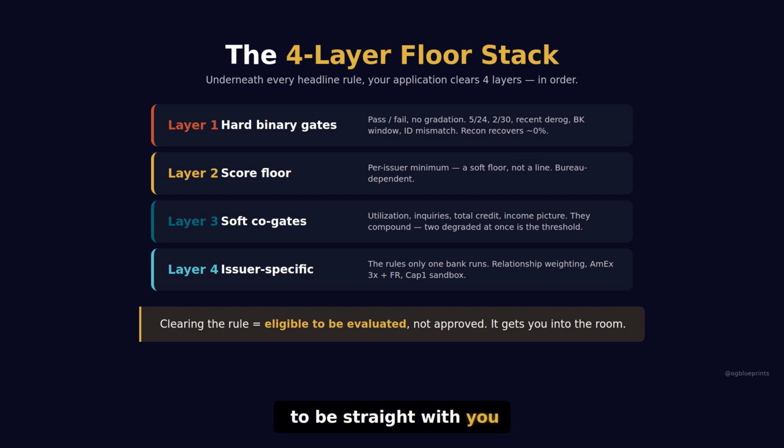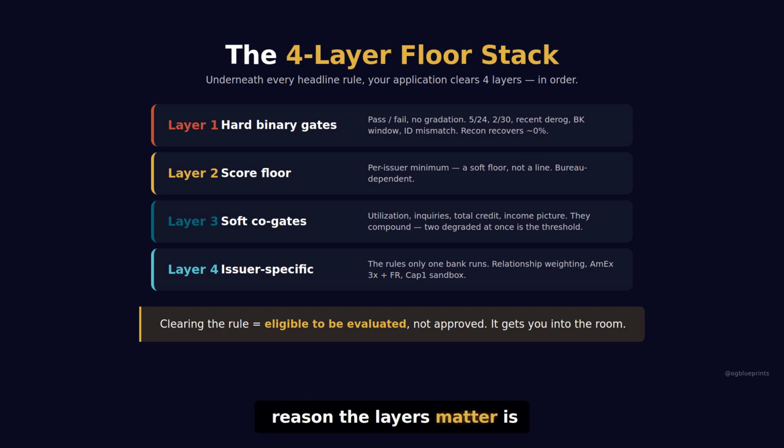And I want to be straight with you about what this model is. No bank publishes a document that says, here are our 4 layers. This is the diagnostic lens I use. A way to organize what's happening underneath the rule so you can figure out which layer killed your application. It's a teaching tool, not an official standard. But once you see underwriting this way, you can't unsee it.